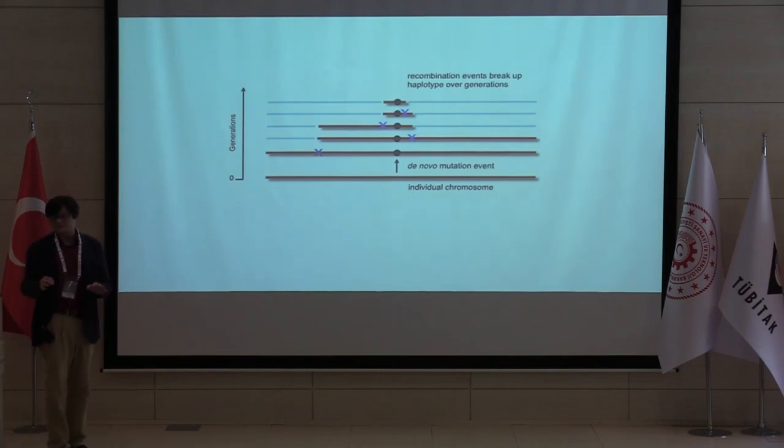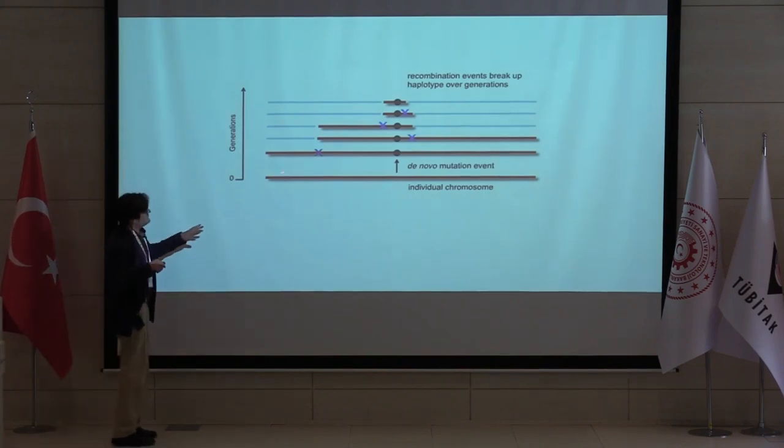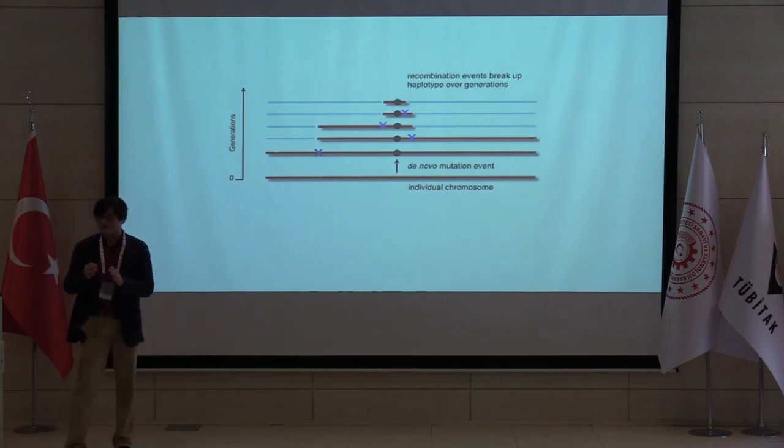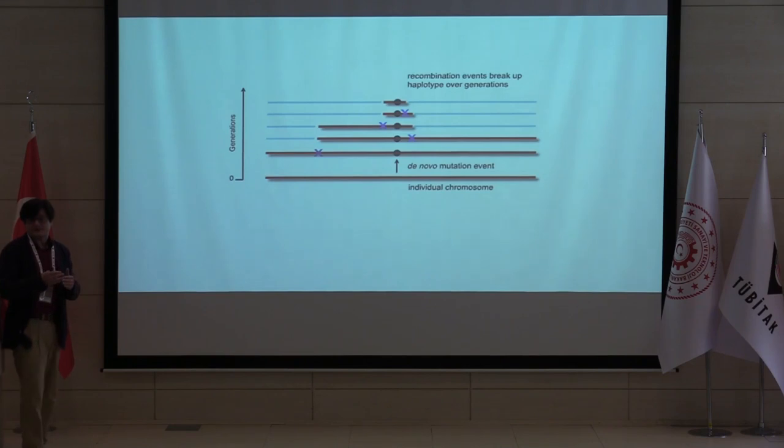Same story, different slide. I have an individual chromosome like this, so I have a de novo mutation event. And this is my mutation, and this is my marker or my other variant. And with time going forward, if this variant increases in frequency, recombination starts chopping up this block. So the size of this haplotype that is linked to this variant is getting shorter and shorter, progressively shorter. So I'm breaking this correlation now. If I wait for long enough, the correlation will be completely broken. Again, recombination is the force that breaks it.